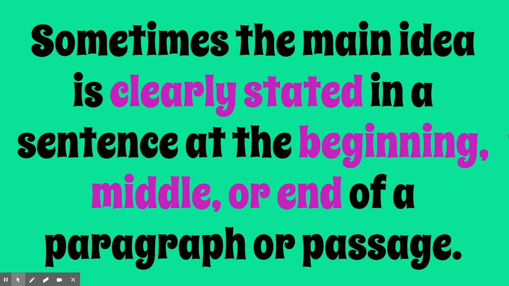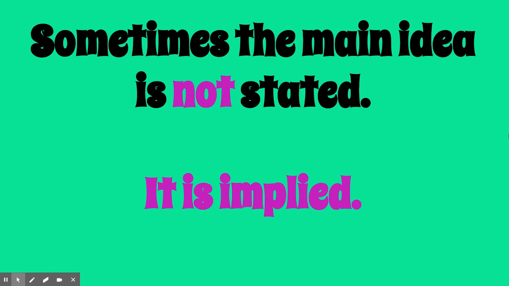A lot of good writers, and we kind of teach this in fifth grade writing, clearly tell the topic or the main idea, especially in the topic sentence or the introduction paragraph. They will also kind of reiterate it at the very end of a paragraph or passage as well. So anytime you look for a main idea, you can look at the very first sentence or the introduction paragraph and the end, sometimes the middle too.